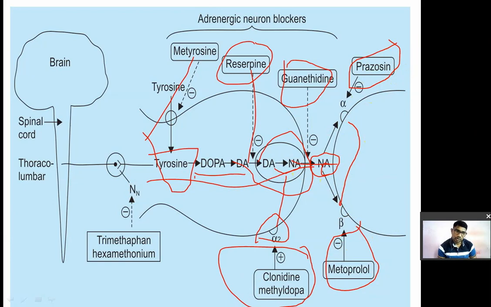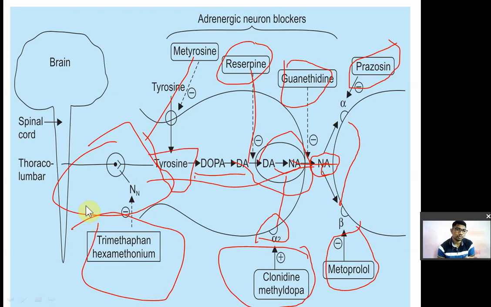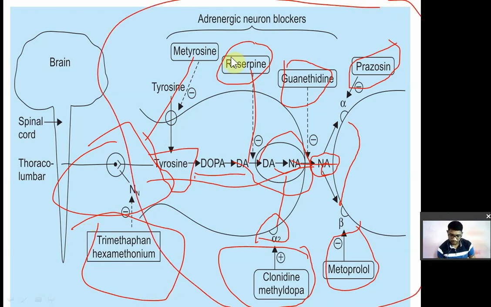You can block the ganglionic blockers. Examples, trimethaphan and hexamethonium. They will also decrease the sympathetic outflow by blocking the sympathetic ganglia, and they are known as ganglionic blockers. And other drugs are known as adrenergic neuron blockers. This is the target, how you can decrease the sympathetic outflow.